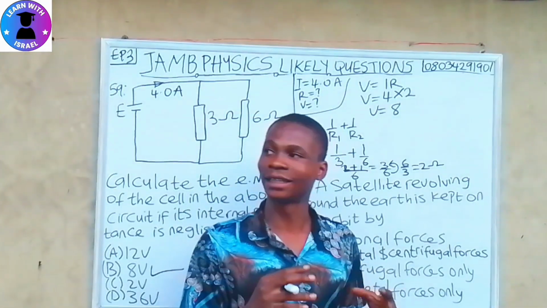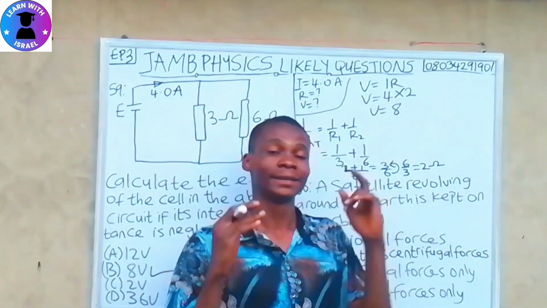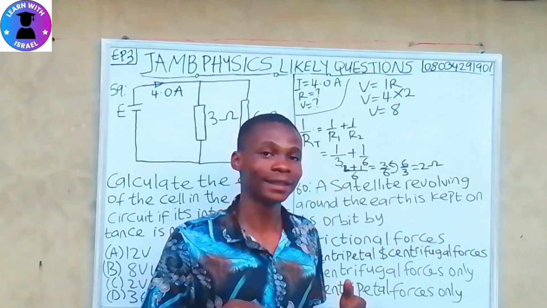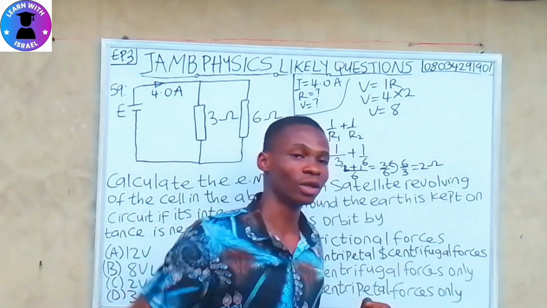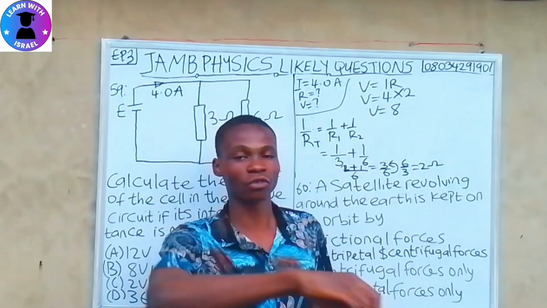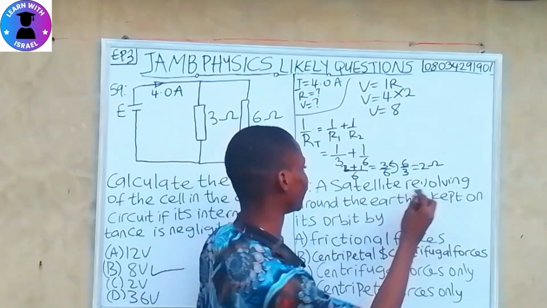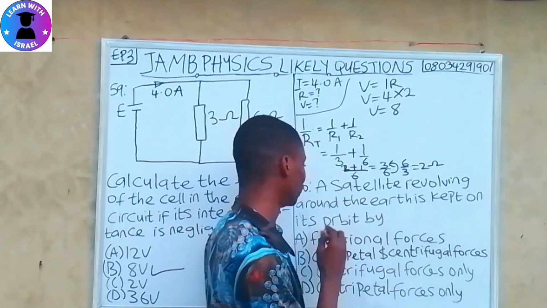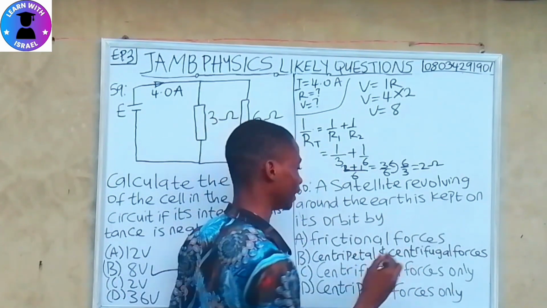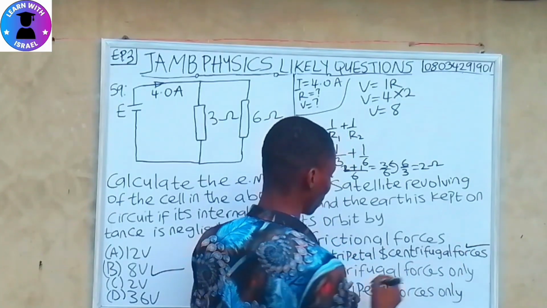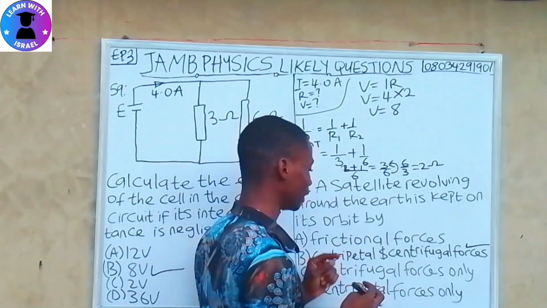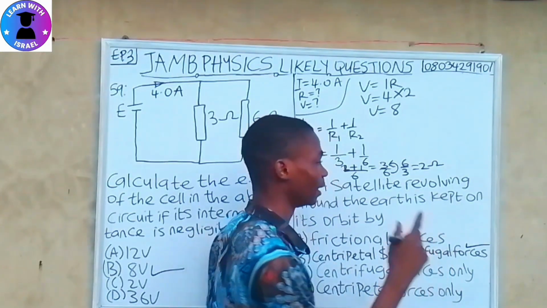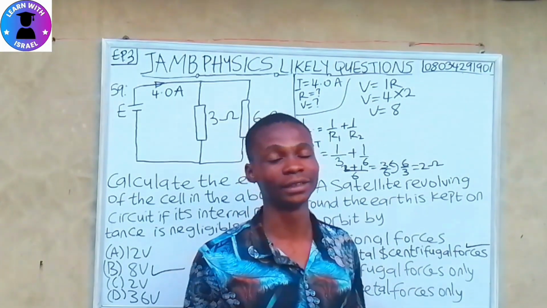So a satellite can keep revolving only by centripetal and centrifugal forces, because centripetal force is the inward force, while centrifugal force is the outward force. So a satellite revolving around the Earth is kept on its orbit by centripetal and centrifugal forces. It does not have anything to do with frictional forces, and it is not only centrifugal, and also not only centripetal. It is both centripetal and centrifugal.